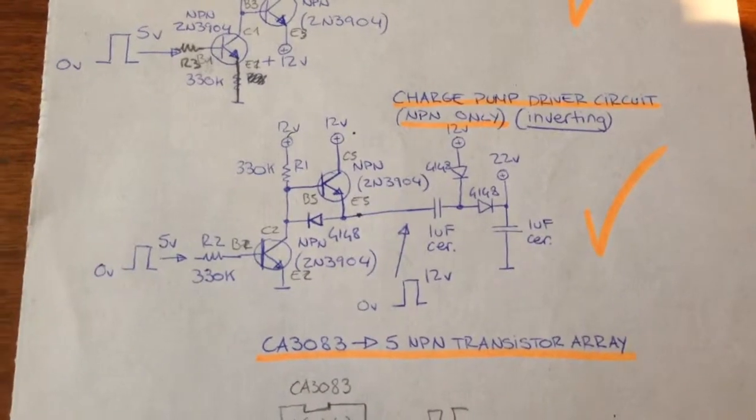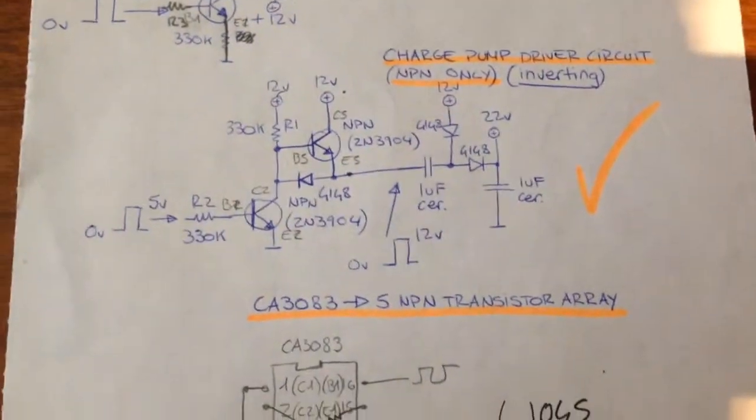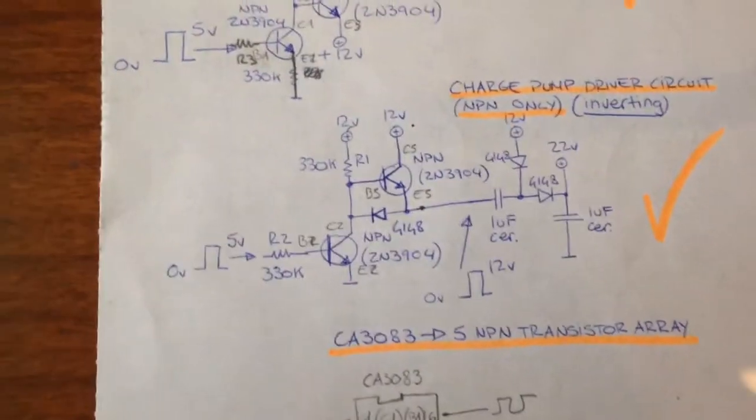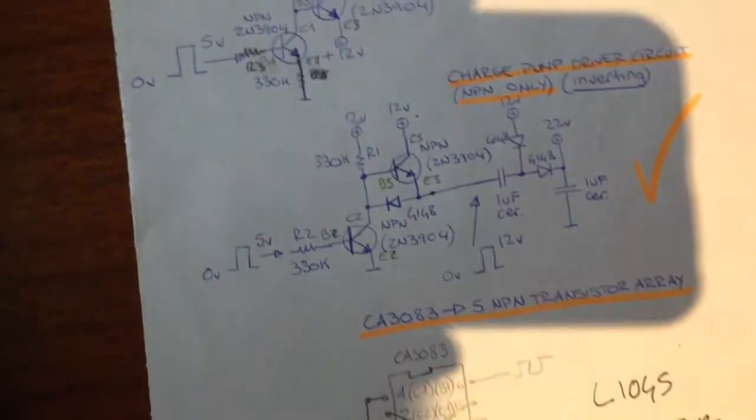And the way we're going to fix this is with this charge pump driver circuit. Now, as you can see, it's a very simple circuit. We just have two transistors, two resistors, and one diode. So let me show you how this circuit works.